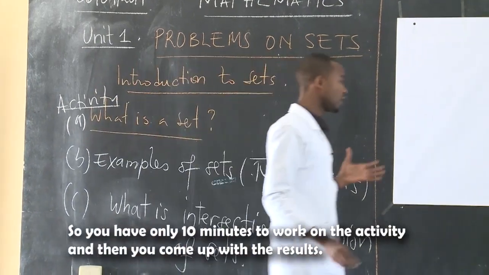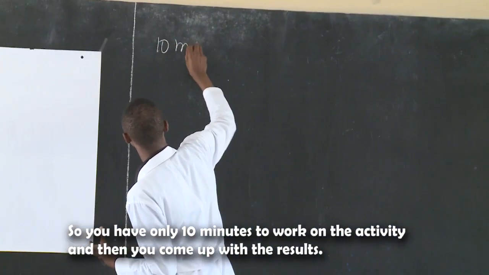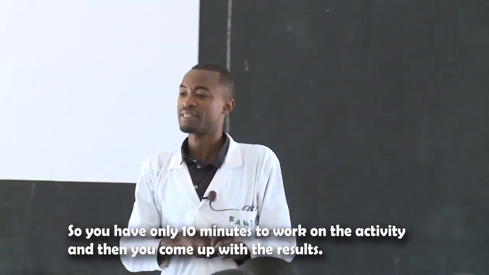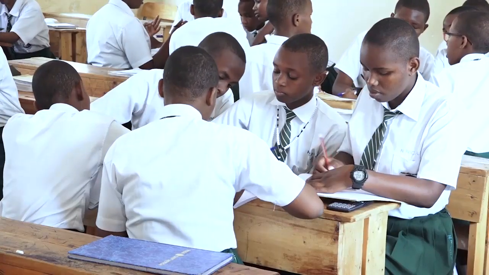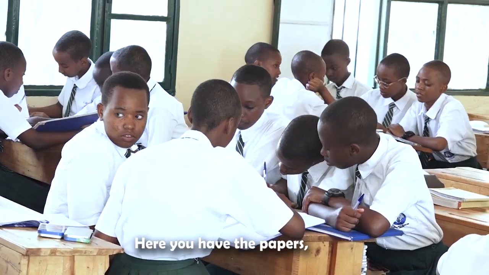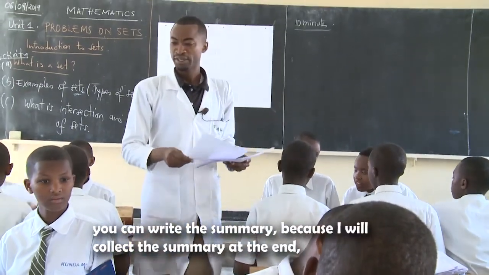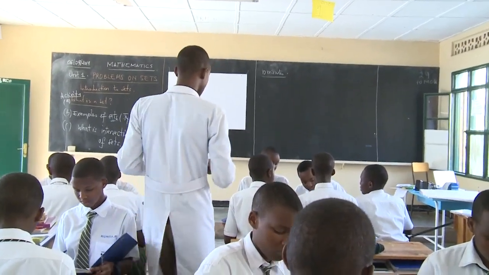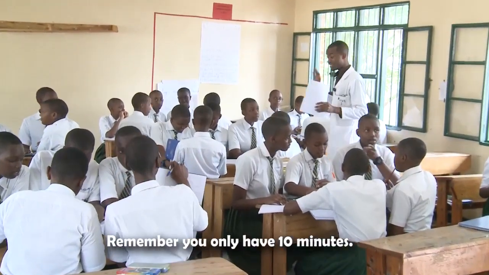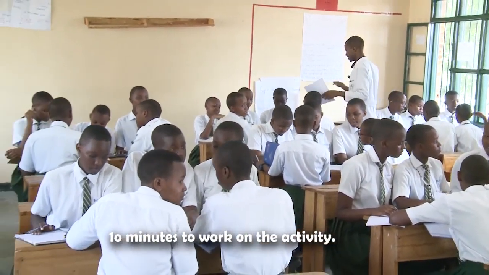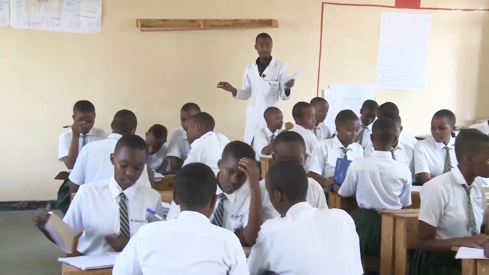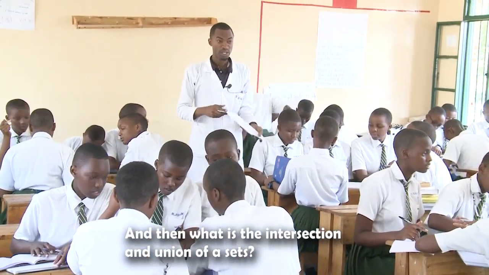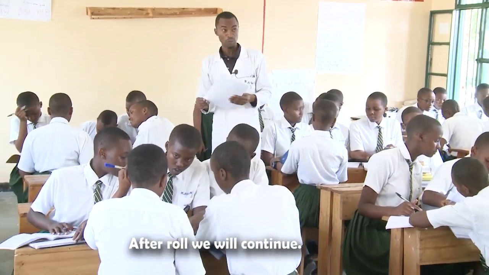So you have 10 minutes to work on the activity, and then you come up with the results. Thank you. Here you have the papers. You can write the summary, because I will collect the summary at the end so that I can see what for sure you've done. Remember, you have only 10 minutes to work on the activity. What is a set, examples of sets or types of sets, and then what is intersection and the union of a set. After all, we'll continue.